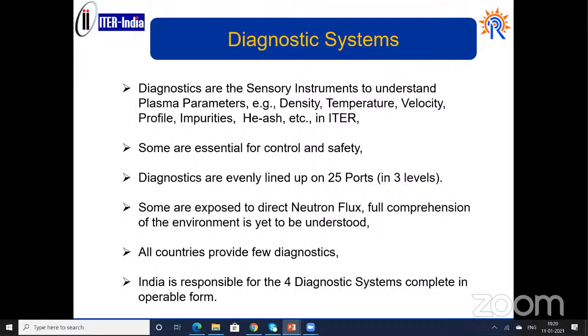We are doing quite a few diagnostic systems. There are altogether more than 100 diagnostics in ITER, spread over all the participating countries. Basically, the bulk of it lies with Russia and the US. Europe does the next part, and we are doing 4 of them.